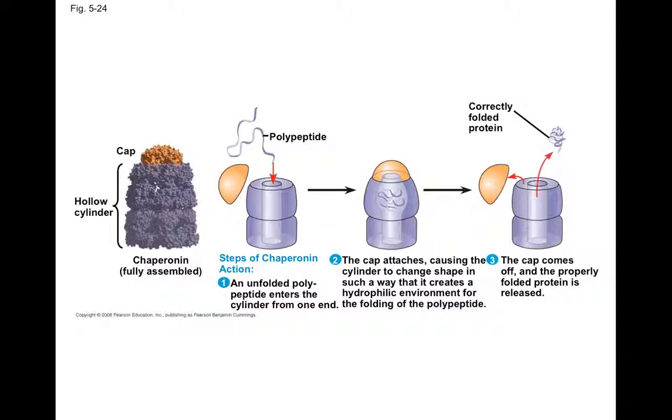The cap attaches, and then the cylinder changes shape in a way that it creates a hydrophilic environment for the folding of the polypeptide. So then in that way it can be like, oh, okay, so now I have to adjust. Now the polypeptide adjusts so that the hydrophilic parts are on the outside and the hydrophobic parts on the inside. And so now the cap comes off and it just pops out and it's correctly folded. So that's what a chaperonin does. It helps it fold correctly.